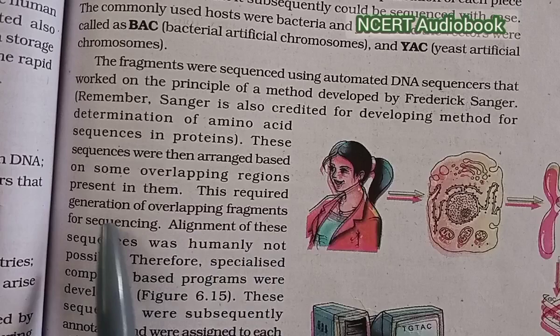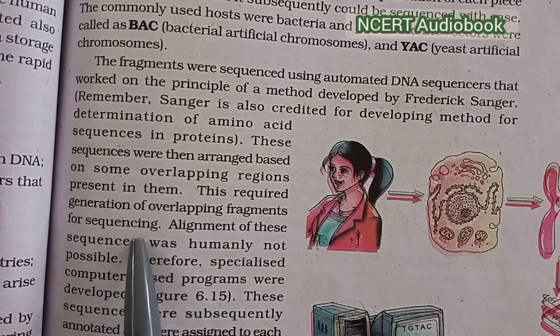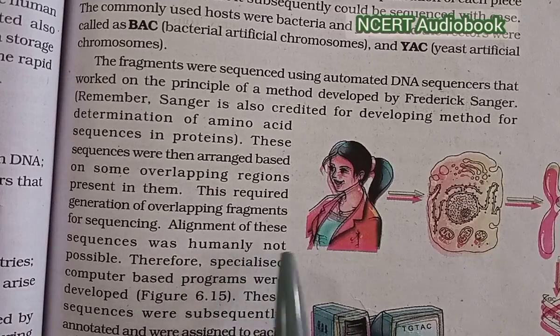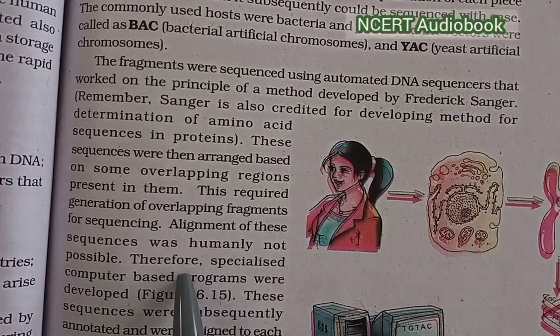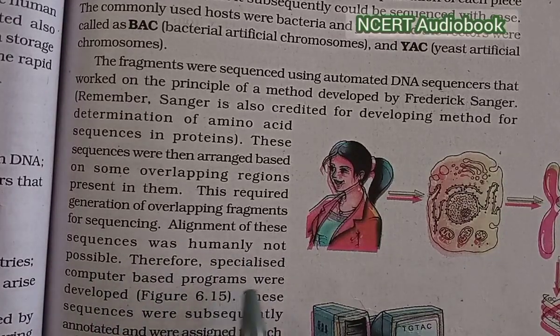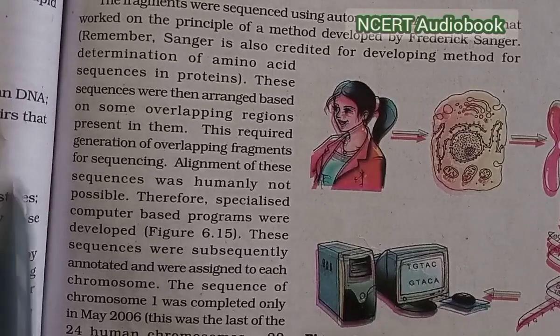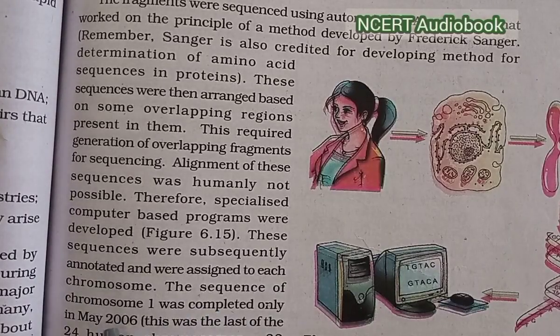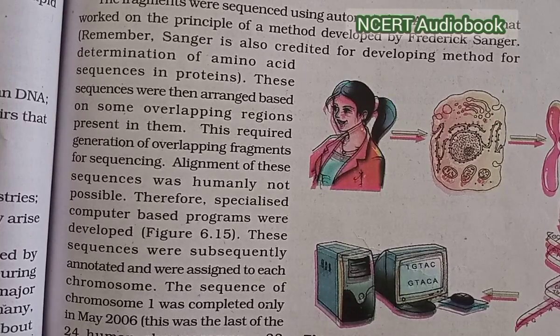This required generation of overlapping fragments for sequencing. Alignment of these sequences was humanly not possible. Therefore, specialized computer-based programs were developed. These sequences were subsequently annotated and assigned to each chromosome. The sequence of chromosome 1 was completed only in May 2006. This was the last of the 24 human chromosomes, 22 autosomes and X and Y being the sex chromosomes.